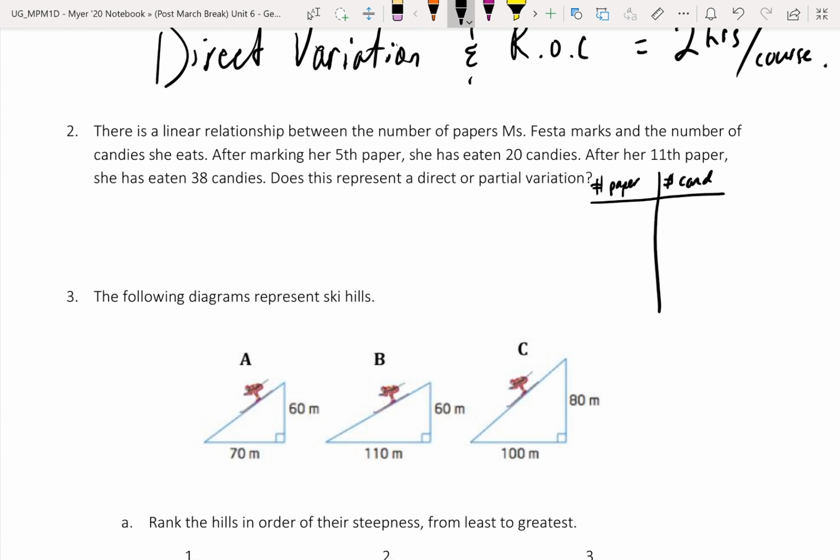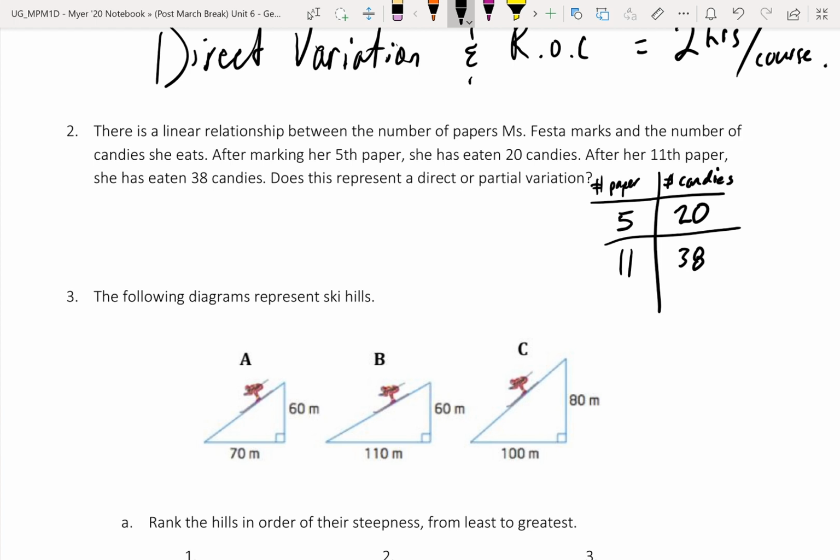I have number of papers and I have number of candies. So in this case, we have the 5th paper, she's eaten 20 candies. After the 11th paper, she's eaten 38 candies. All right, does this represent a direct or partial variation? We could figure this out by figuring out the rate of change, and we could subtract that from the 5 papers. So we'd want to know how many candies she's eaten before she's marked any papers, basically. So we can figure that out.